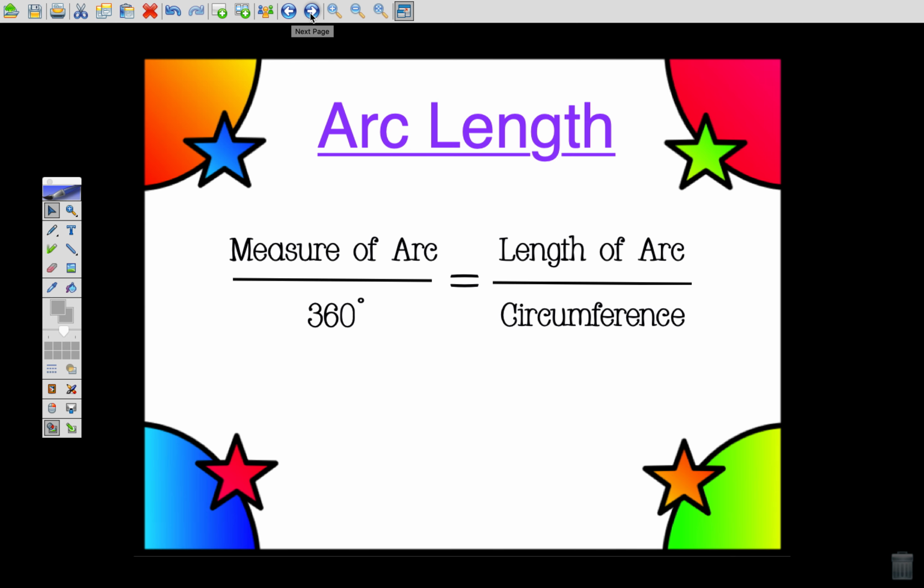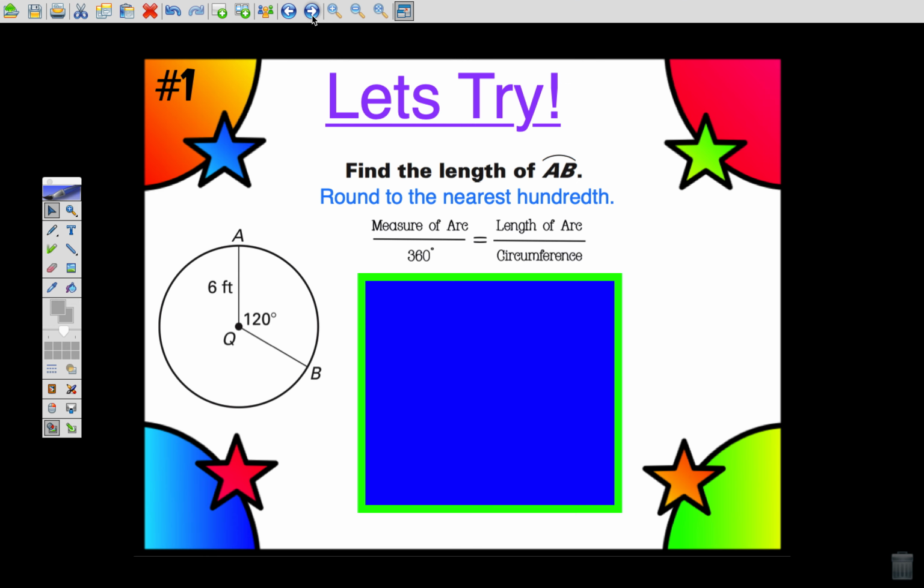And this proportion is all you need. All right, the measure of an arc is always a number of degrees. This part's always 360. Put your length of the arc here. And I wrote the word circumference. Sometimes you may leave it just as a capital C for circumference. Sometimes you might want to think of it as pi times d or 2 pi r, or however you prefer to think of the circumference formula. But you'll plug in everything you know and then just simply cross multiply and solve for what you don't.